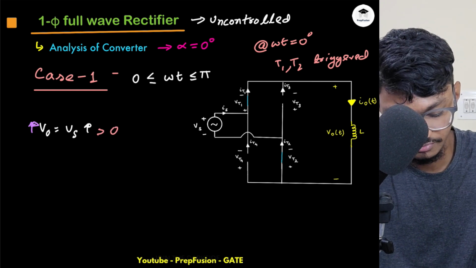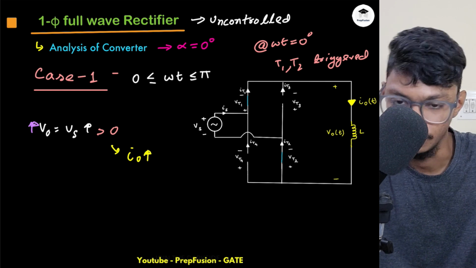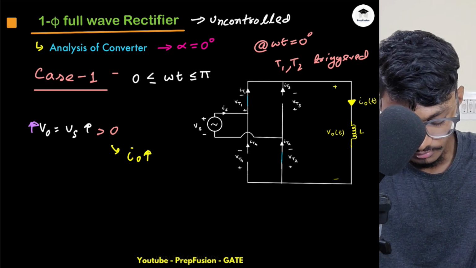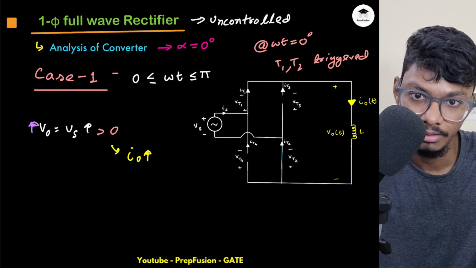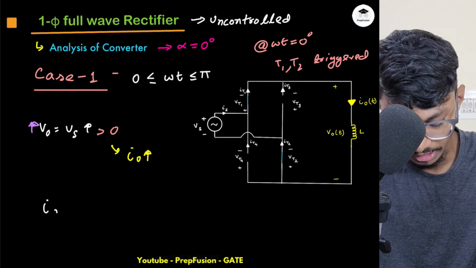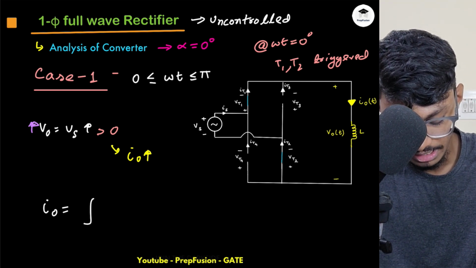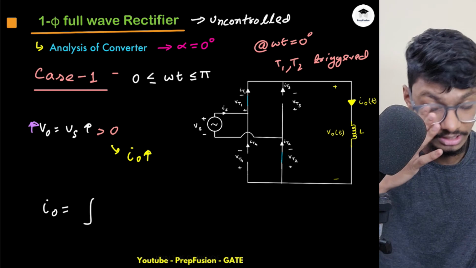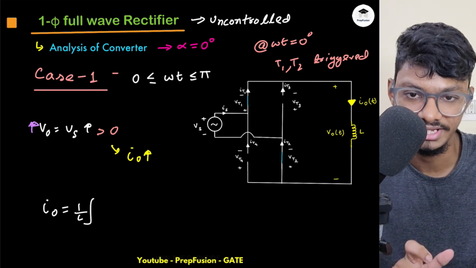As this is positive, what can I say? My IO will increase. So in this case, what will be the value of my IO? IO is simply equal to the integration of 1 by L times VO of t, because it is across the inductor itself.